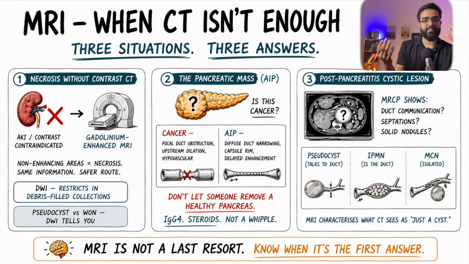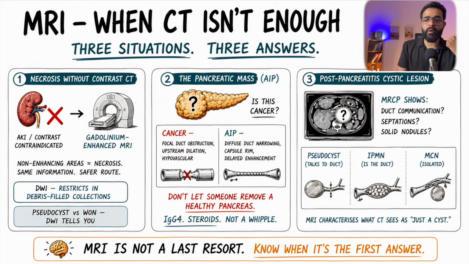And now the one that people forget, MRI. MRI does not get talked about enough in pancreatitis because CT is so dominant. But there are 3 situations where MRI is genuinely the better answer. And you need to know all 3 of them. Number 1, if you want to assess necrosis, but the patient is in renal failure and the creatinine is very high. In this situation, gadolinium enhanced MRI is your answer.